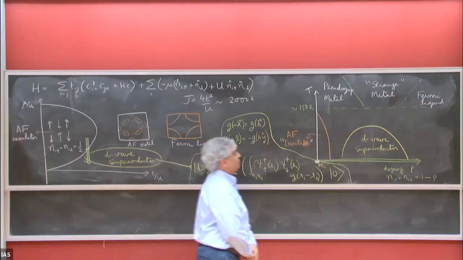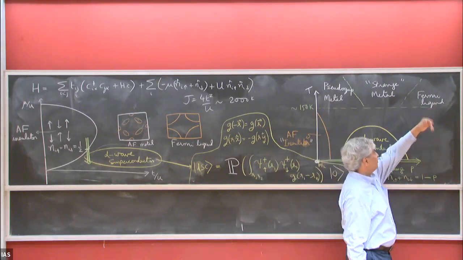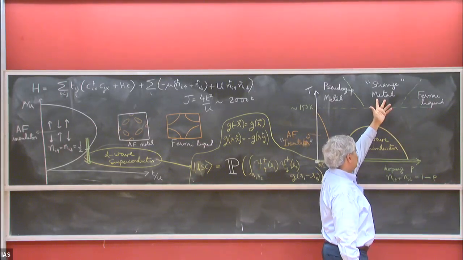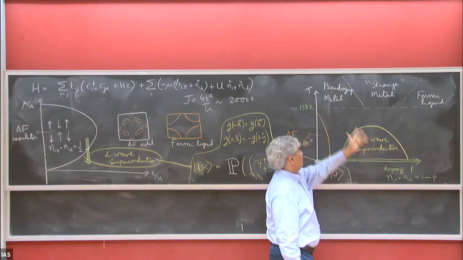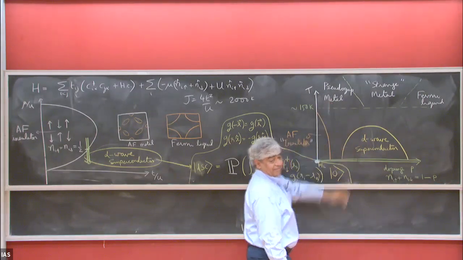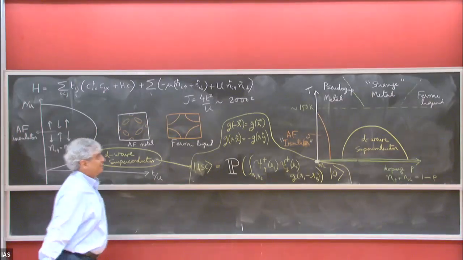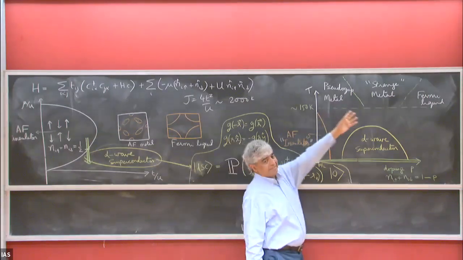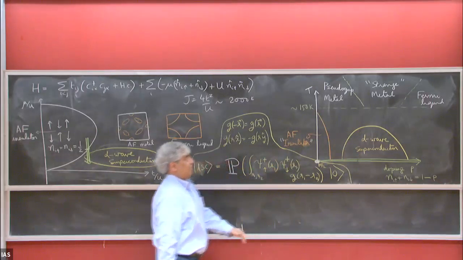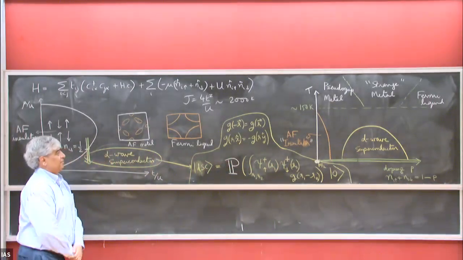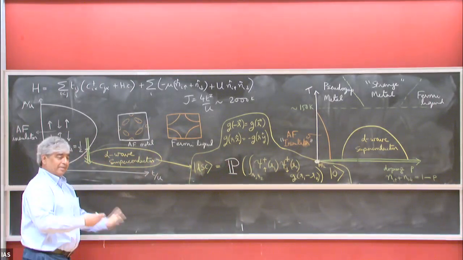And there's roughly three phases. One is, of course, the well-understood Fermi liquid, or there's a strange metal here near what we call optimal doping, and a pseudo-gap metal. So that's where we want to go, and studying the pseudo-gap metal and the strange metal will be like the last part of the course. So, however, it's preparation for that.